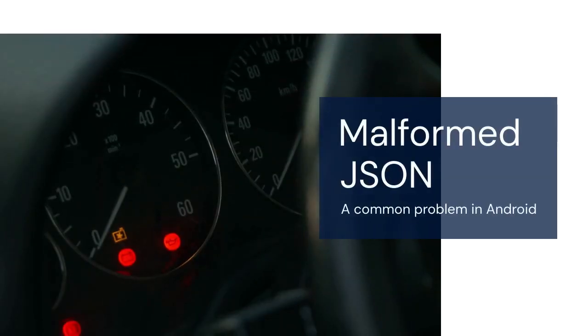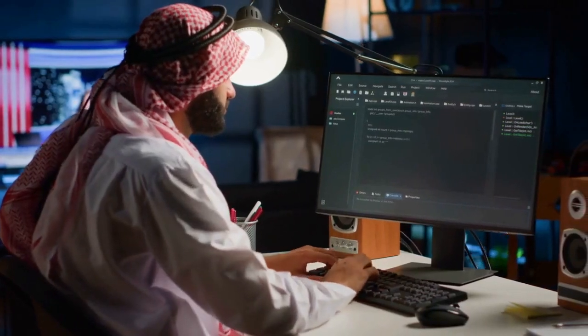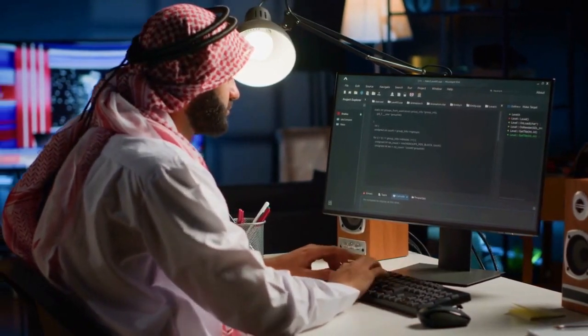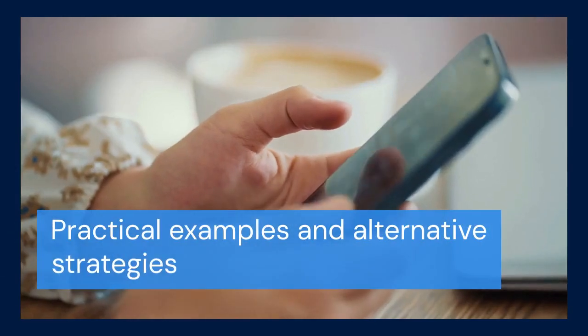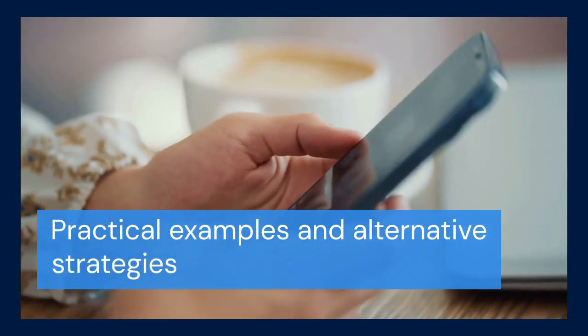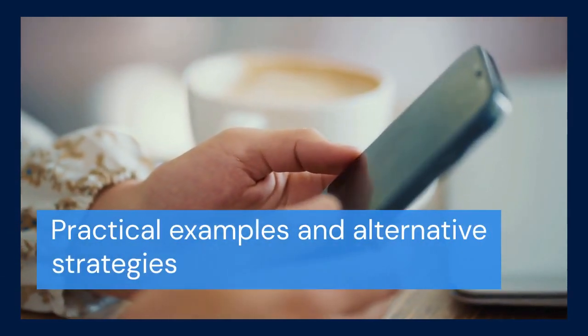Hello everyone. Today, we're diving into a common problem when working with JSON data in Android: Malformed JSON. We will see how JsonReader.setLenient(true) can help, but also why it's not always the perfect solution. We'll look at some practical examples and discuss alternative strategies for robust error handling.